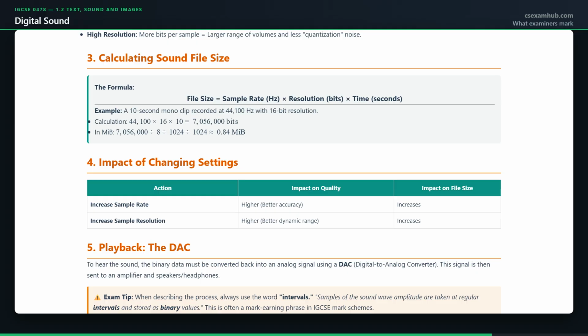And fourth, watch the units all the way through. The formula gives bits. Questions usually want kilobytes or megabytes, and every division needs to be shown. These are method mark questions, so the working is worth more than the final number.